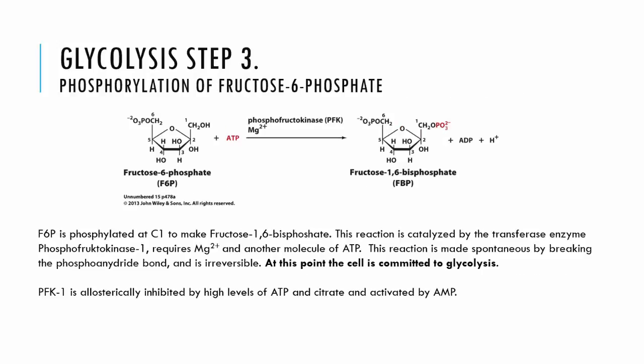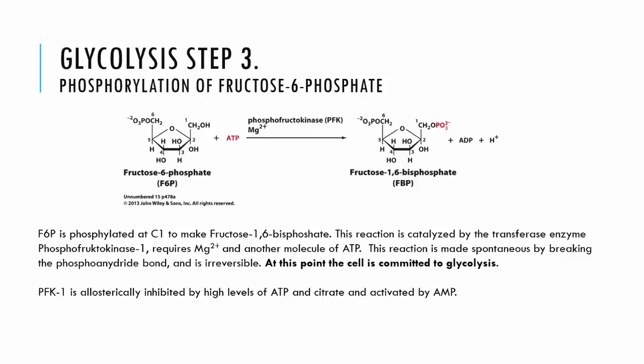In step 3, fructose 6-phosphate is phosphorylated at C1 to make fructose 1,6-bisphosphate using phosphofructokinase in the presence of magnesium and ATP. Again, this phosphorylation is endergonic, but through coupling with the dephosphorylation of ATP, we yield enough energy overall to make the reaction favorable. Because this coupled reaction is so exergonic, it is also irreversible and is the next committed step of glycolysis, and it is also the site of glycolysis regulation.